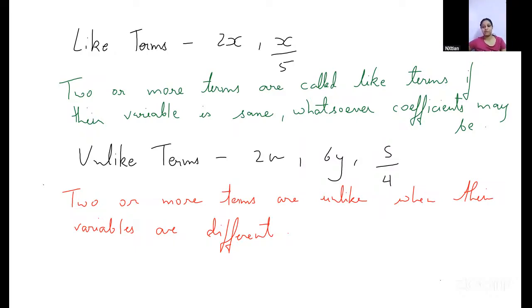Perfect. So like this only, you guys gotta keep the videos on always. Okay. Now, like terms, same variable, like 2x. x is coming in 5 by x, x is coming. So like terms. Unlike 2n, 6y, s upon 4, different variables. So unlike terms. Okay. We are going to stop here for today.